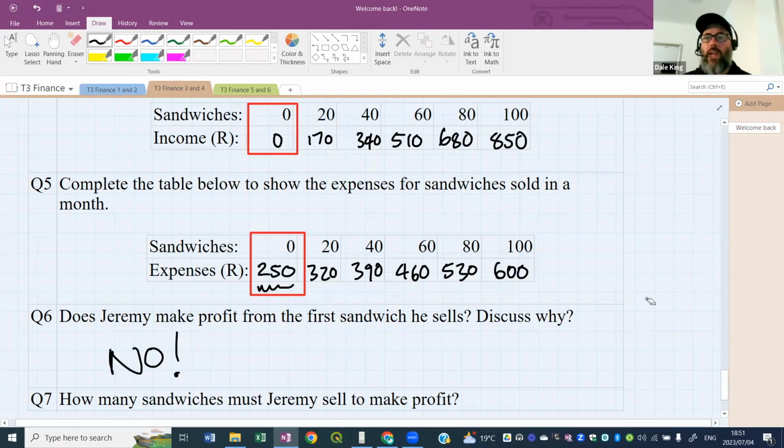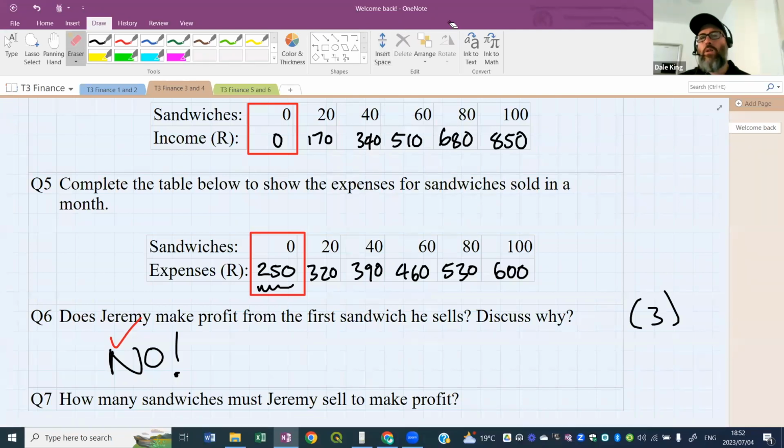Now, this is normally a 3-mark question in the exam, ladies and gentlemen. You've got 1 mark out of 3 for saying no. You've got to also discuss why for the other 2 marks, and you want every mark. Why is he not making profit yet? This is important to understand. If he sells just one sandwich, his money's coming in, so why is he not making profit yet? You guys are right with the no, but why? You want to get full marks for every question if you can.